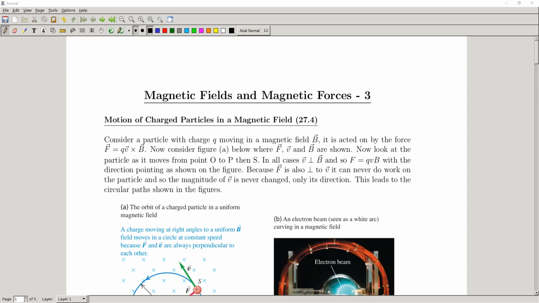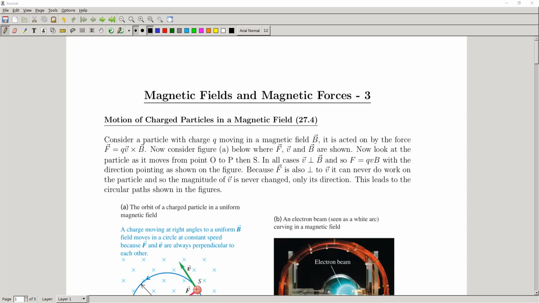Section 27.5 looks at some applications of that equation, F equals QV cross B, and talks about some of the devices you might see in a lab or out in the field that actually use these principles to function. So we'll take a look at both of those. We'll do a couple of quick examples, and we'll move on to the next one. Okay, so let's get started.